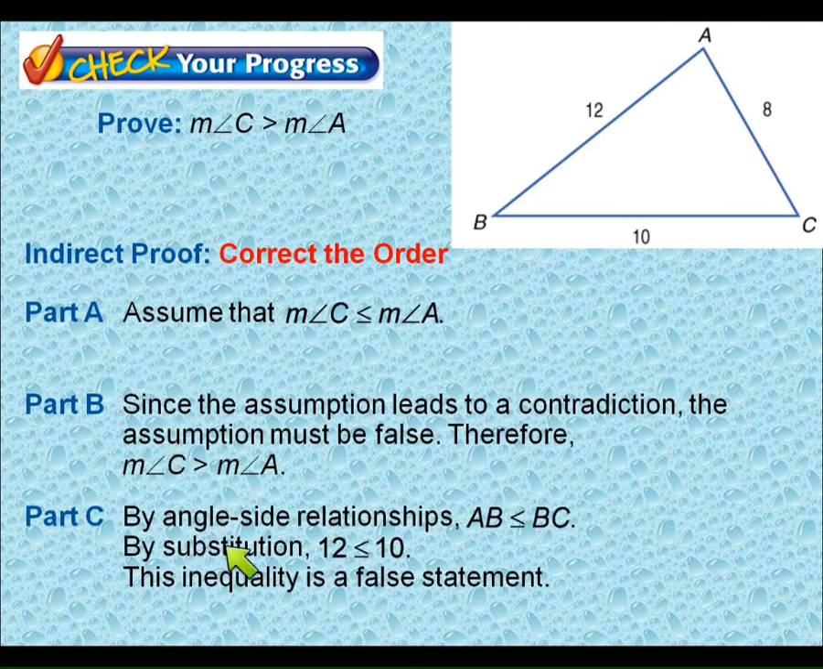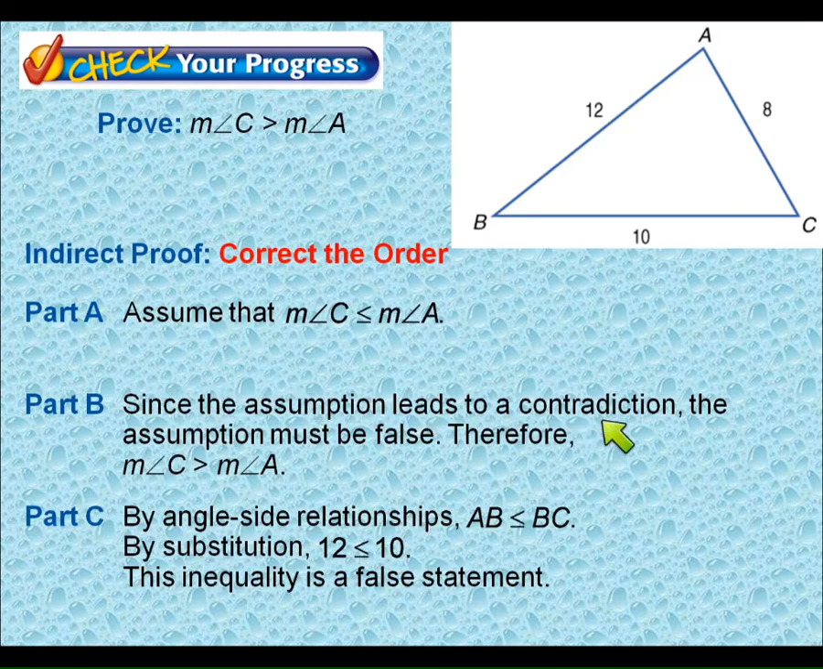So if we assume that C is less than or equal to A, this leads to a contradiction. Which part comes next after A? A is the first part. It would be C, by the angle-side relationships. This is a theorem we had. We know AB is less than or equal to BC. By substitution, 12 is less than or equal to 10. This is false, because if the assumption was true, this would have to be true. There's our contradiction. This is a false statement.